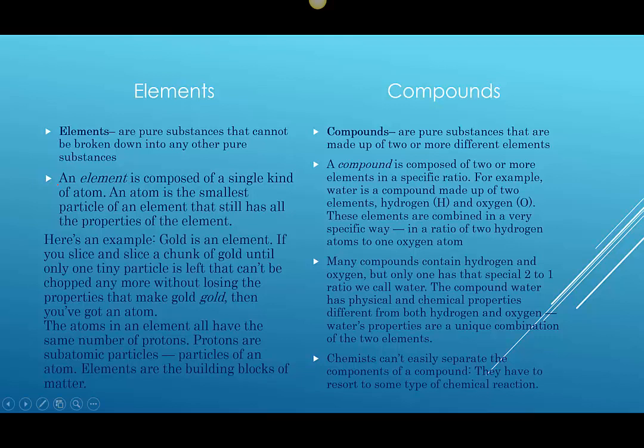So let's go back to elements. An element is composed of a single kind of atom, and the atom, as we know, is the smallest particle of an element that still has all of the properties of that element. So what we mean by that is if we're looking at gold, gold is an element. If you slice and slice and slice that gold until only the teeniest, tiniest particle is left, that's an atom, and the properties that make gold gold can still be found within that atom, okay?